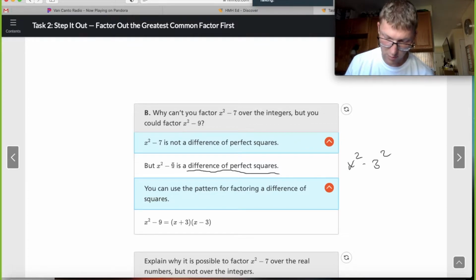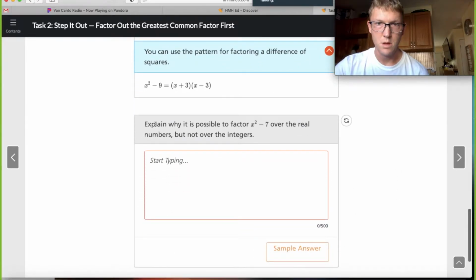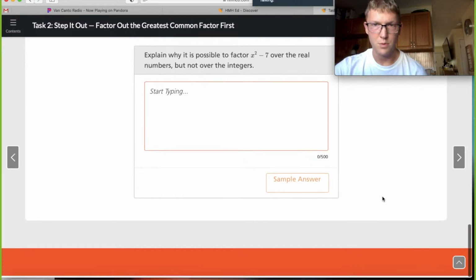That's something, if you don't remember, you probably need to do a review for that, because you're going to need that. And let's see here. Explain why it is possible to factor x squared minus 7 over the real numbers, but not over the integers. So you can't pull an integer out of here except for 1, and 1 is not helpful. So whatever.